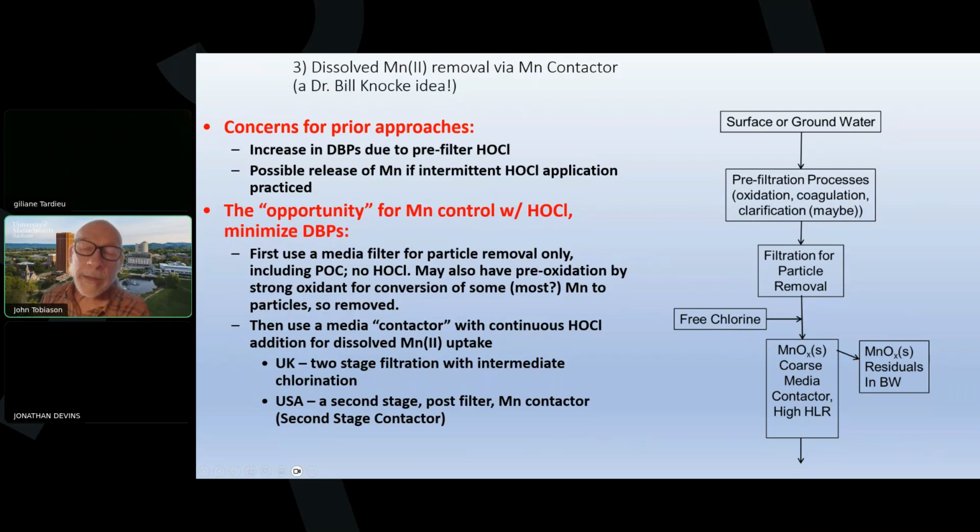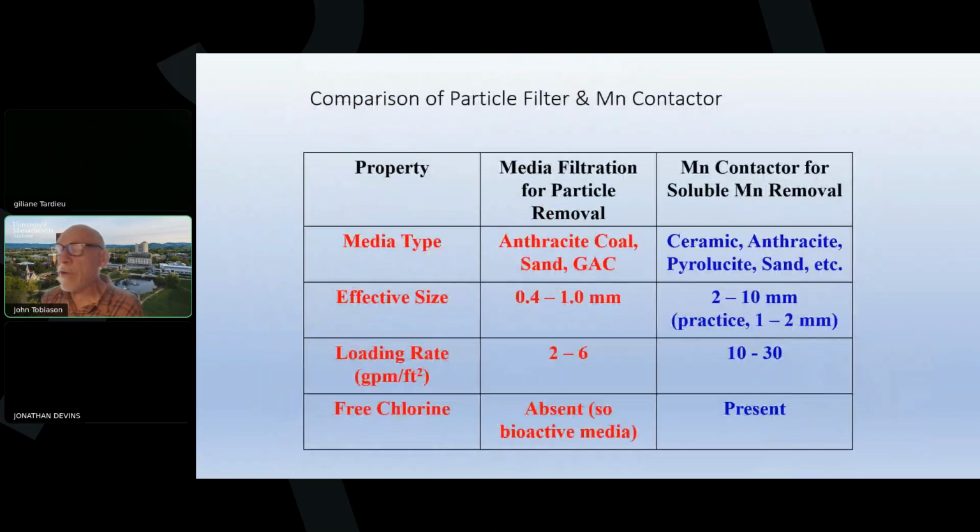And this has been done a long time in the United Kingdom, two-stage filtration, but the contactor stage is not designed for just dissolved uptake. And we've been working on this for dissolved uptake. And here's the difference for the contactor. The contactor media is typically ceramic or anthracite now, what we've gone to, lower density, lower weight, versus a standard media filter of anthracite, coal, sand, carbon. We don't use carbon in the contactors because carbon kills chlorine. So we can't have chlorine and carbon together, they don't work so well.